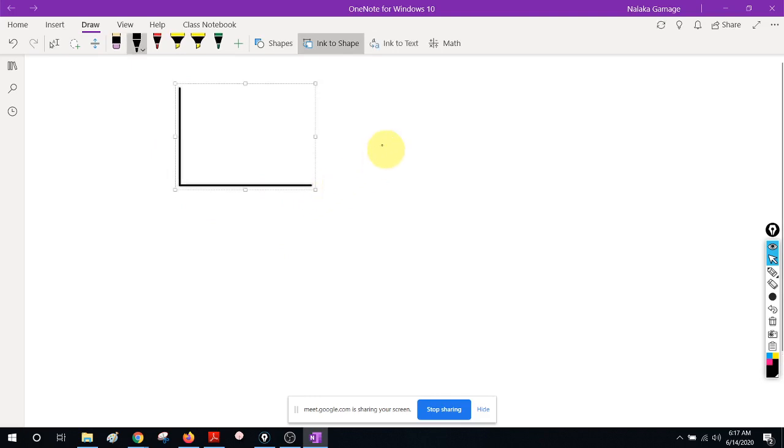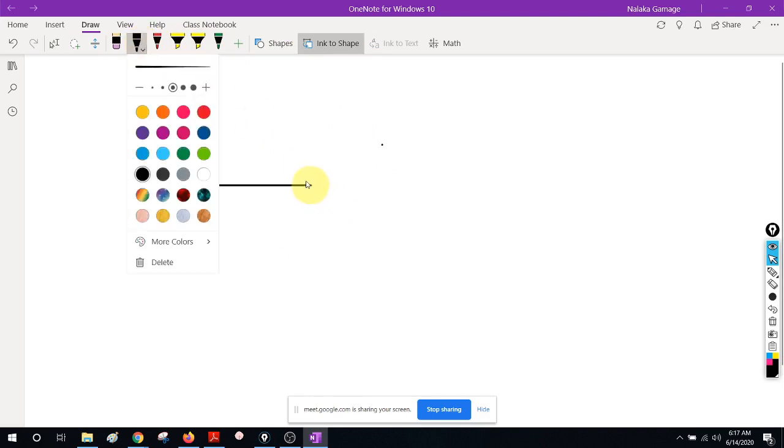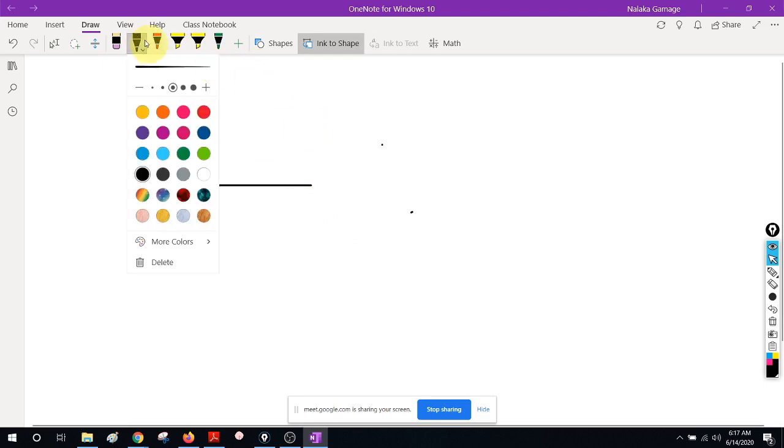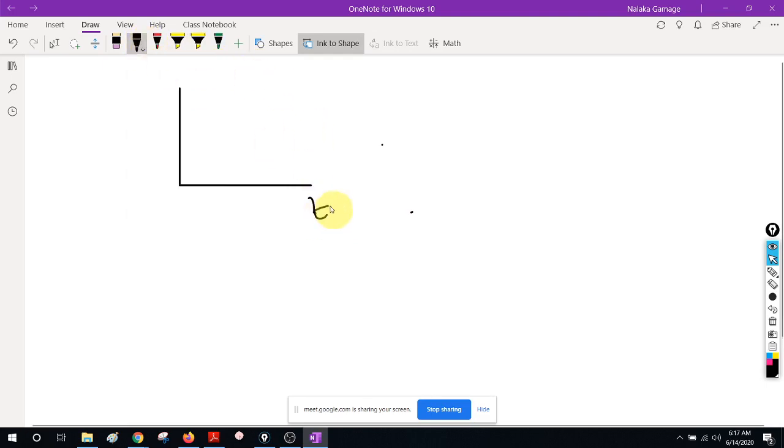So I will take an example. Assume that this is your time, and this is displacement. Now initially this is the displacement. Now that person is just stationed there. So time passed by, but the displacement remains the same. So it's something like this.